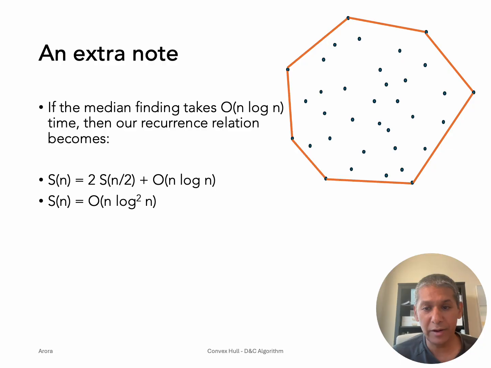Here's an extra note: if you are not careful with running your median and you do end up sorting the points to get the median, which makes it run at big O of n log n time, your time complexity doesn't really change very much. It becomes big O of n log squared n, which is not necessarily the best. What's possible here, you can do big O of n log n. Incidentally, that's also not the best time complexity. The better time complexity by the famous Chan's algorithm is big O of n log h, where h is the number of points on the convex hull.